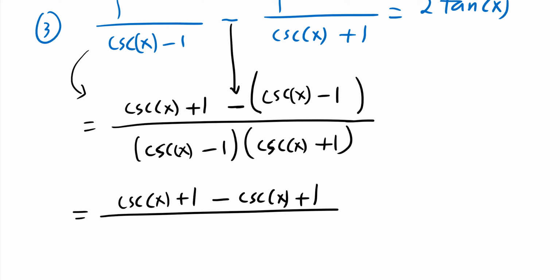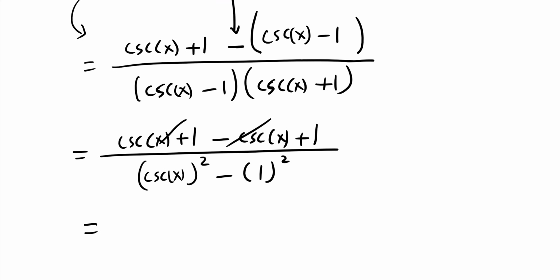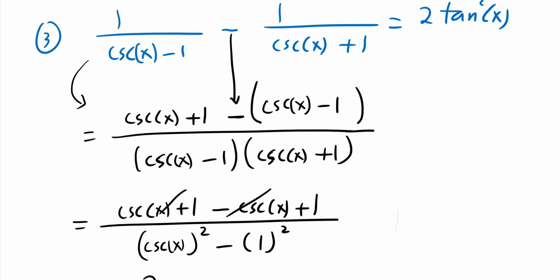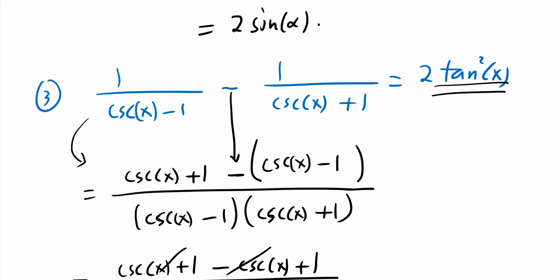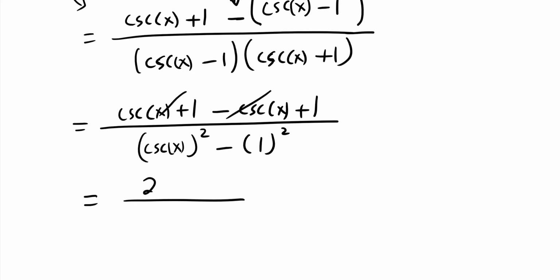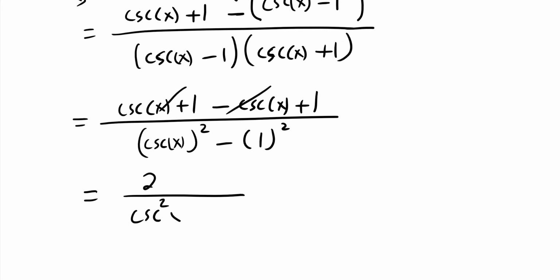What can we do in the denominator? That's cosecant x square minus 1 square. So I used a minus b, a plus b. It's a square minus b square. These cancel each other, so I got 2 on the top. The denominator is just, the answer, is tangent square. So what are we going to do with this? This is cosecant square x minus 1.